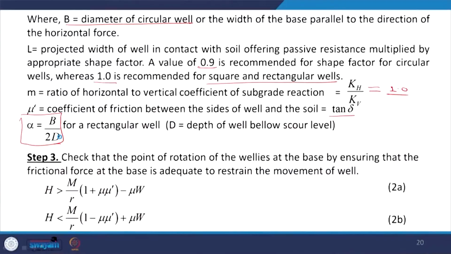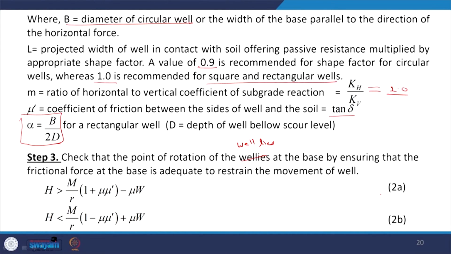The point of rotation of the well lies at the base, by ensuring that the frictional resistance at the base is adequate to restrain the movement of the well. This can be ensured if your value of H is greater than what is given by equation 2A, or H is less than 2B. You need to understand H is the horizontal force. So, the relation between horizontal force and moment should satisfy equations 2A and 2B.